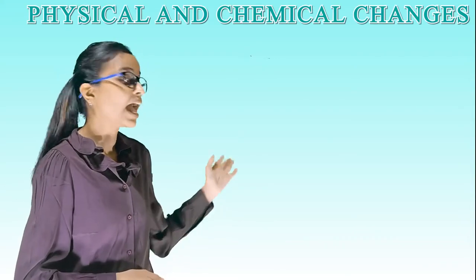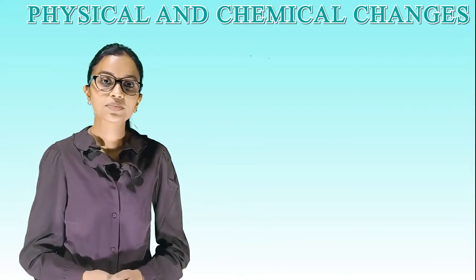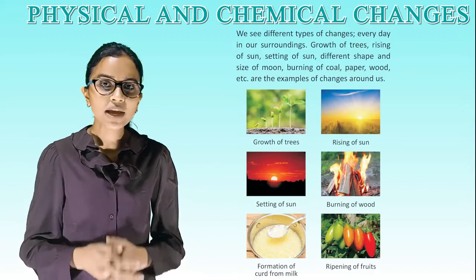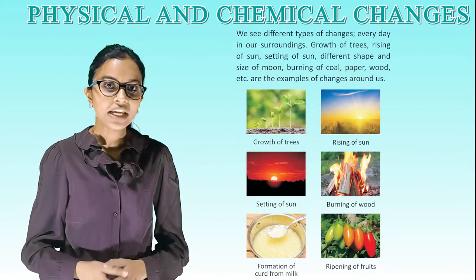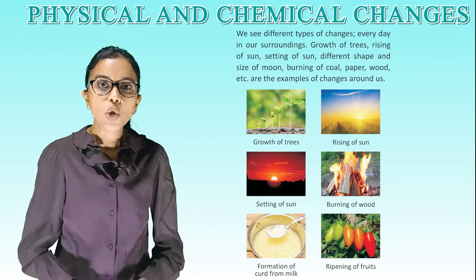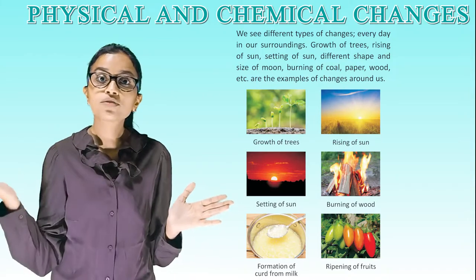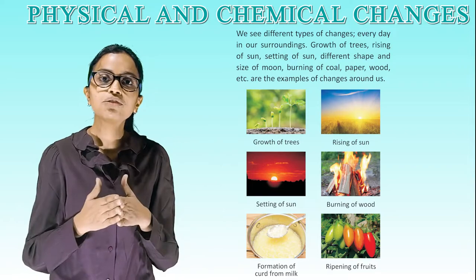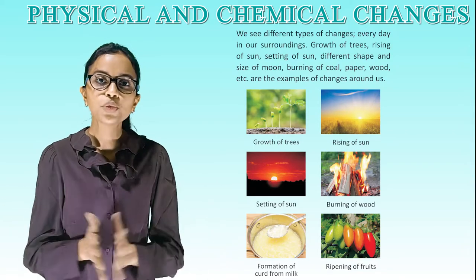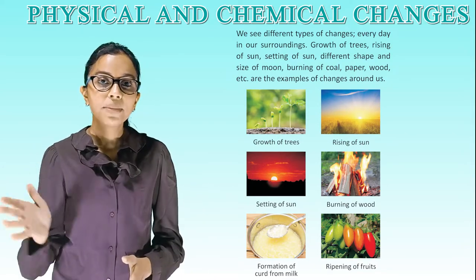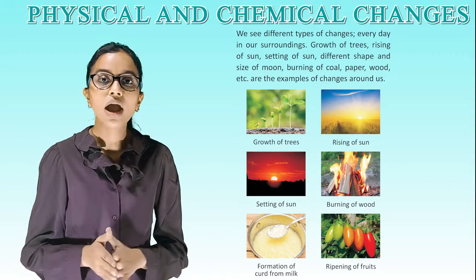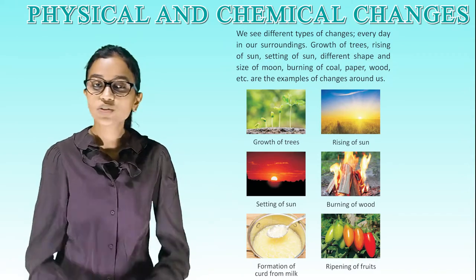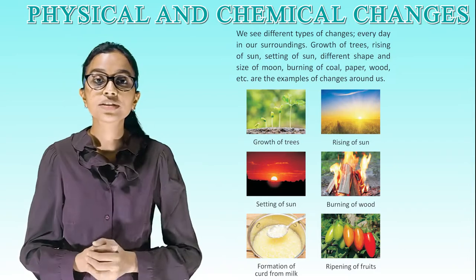Today I am here to start with chapter number 6 of science. The name of the chapter is Physical and Chemical Changes. We see different types of changes every day in our surroundings. Growth of trees, rising of sun, setting of sun, different shape and size of moon, burning of coal, paper, wood, etc. are examples of changes around us, as you see in the pictures.